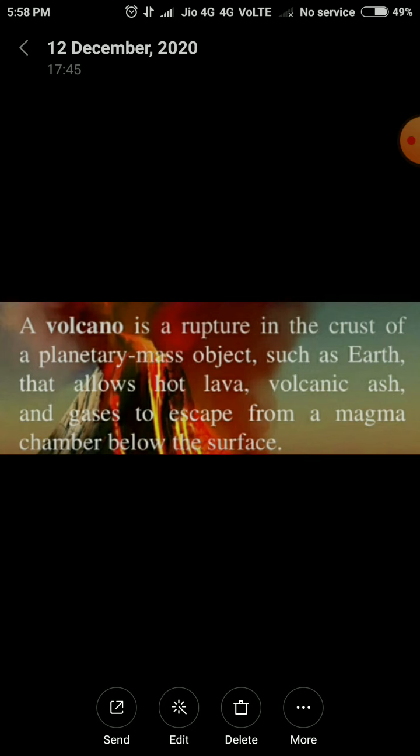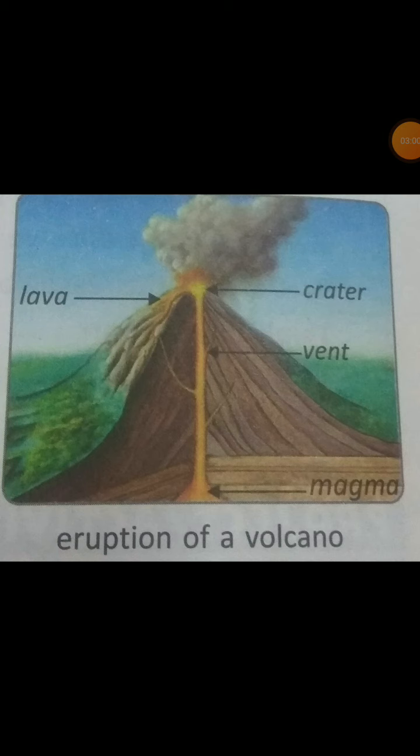Volcanoes are cracks in the earth's crust through which molten rock along with other gases and ash comes out. So, a volcano is that through which molten rock comes out along with many gases. Let us learn more about volcanoes. You can see that volcanoes have some parts. This molten rock inside the earth is called magma. You can see that magma is marked by an arrow and it is also labeled.